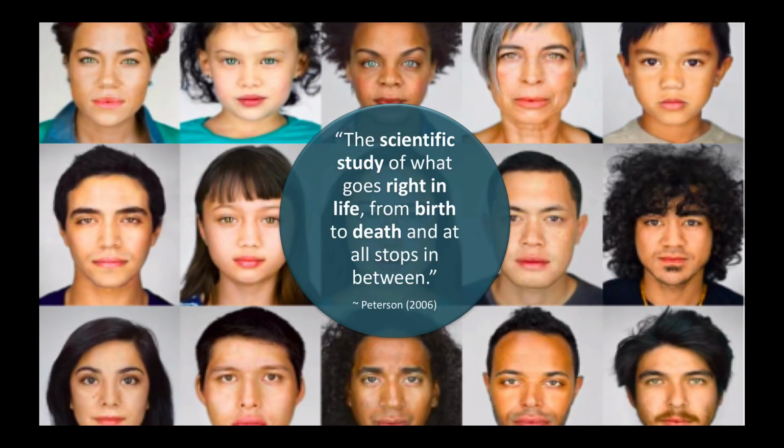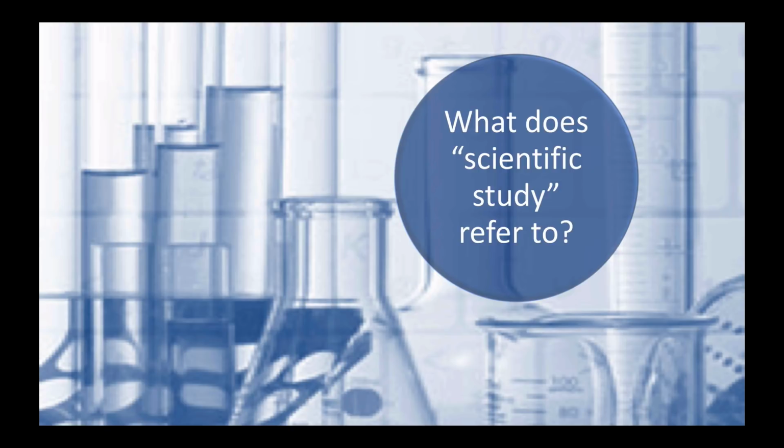So, positive psychology. This is a definition of positive psychology from Chris Peterson. It is the scientific study of what goes right in life from birth to death and at all stops in between. So what are the positive things that we could study in life? Strengths of character, ethics, positive emotions, positive feelings, work engagement, and so on. These things that tended to get less attention in the history of research are coming out into light through positive psychology and using the scientific method.